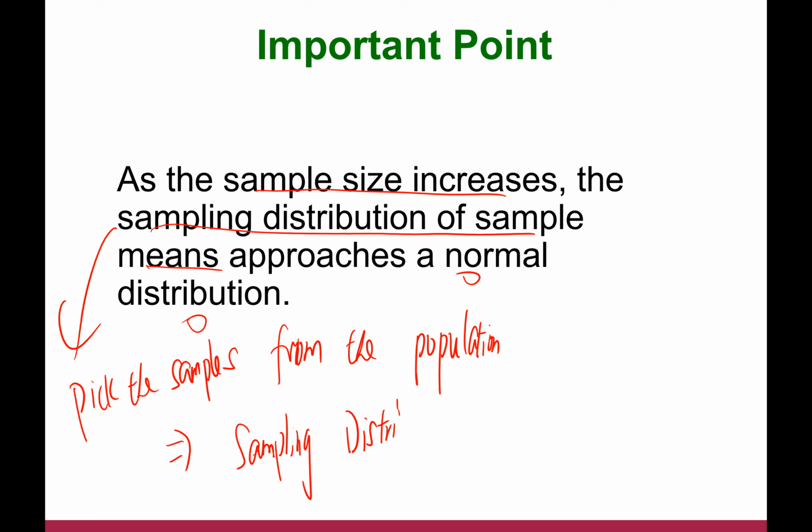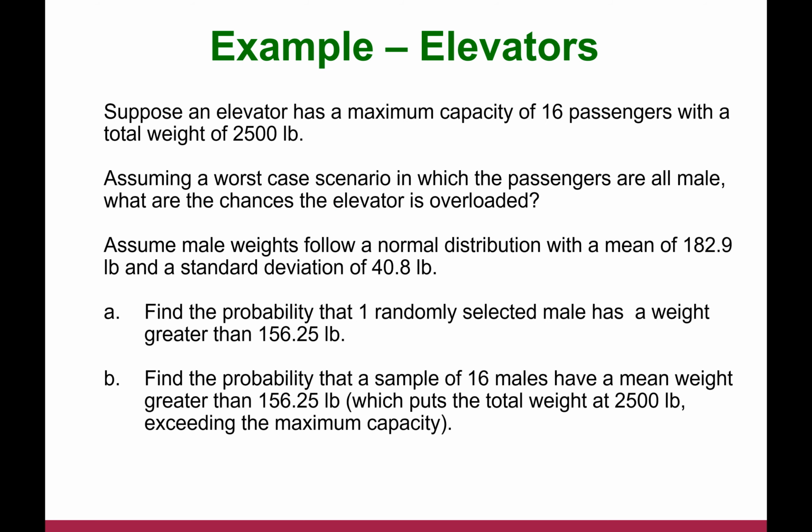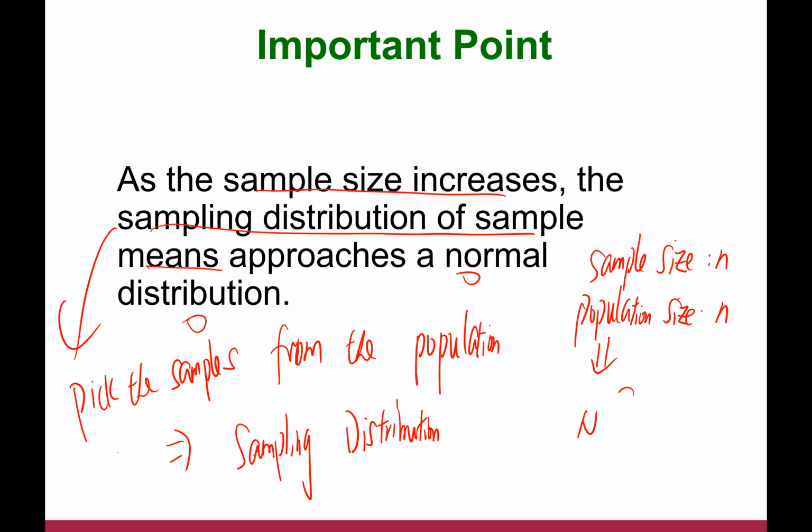If you want to use a combination to represent this process, the sample size we know is lowercase n, and the population size is uppercase N. So basically this process is a combination, capital N choose n, NCn. Okay, so look at this. This determines how many samples we can generate from the population of size N.